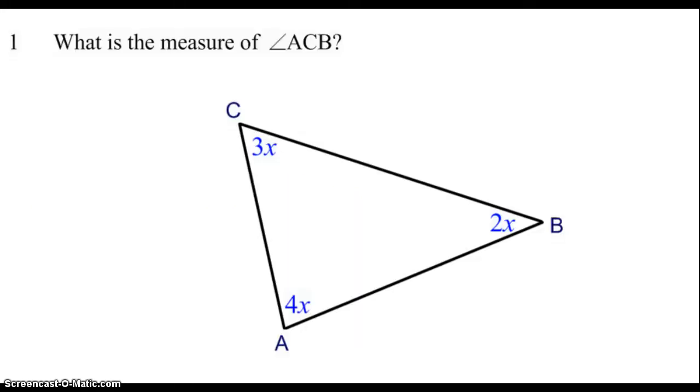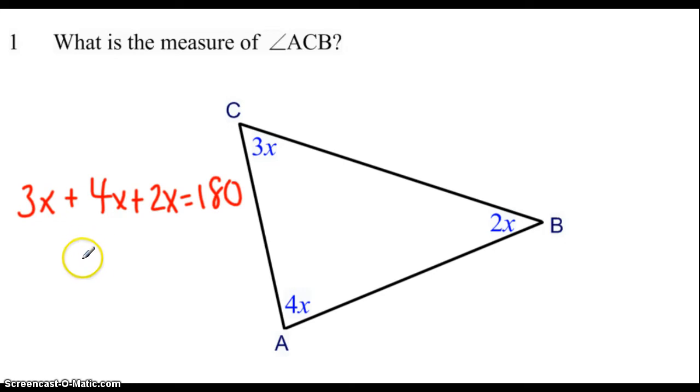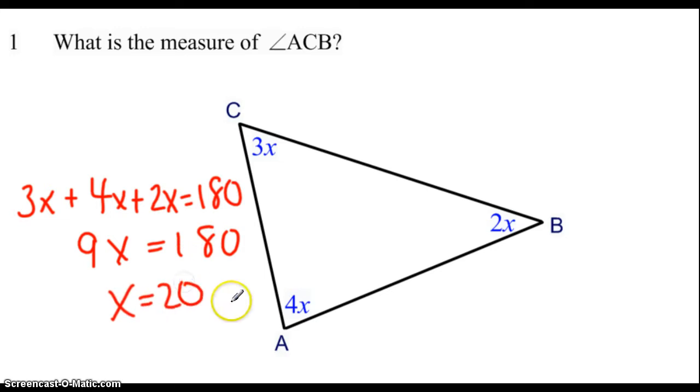So if we go to our next slide, I have this question and I'm asking you, what is the measure of angle ACB? Well, ACB is right here, so it's 3x. So I want to know what the actual measure is. Well, if I know they all add up to 180, then I can simply take 3x plus 4x plus 2x and set it equal to 180. Go ahead and solve. Please note that x is 20, and that's not our final answer.